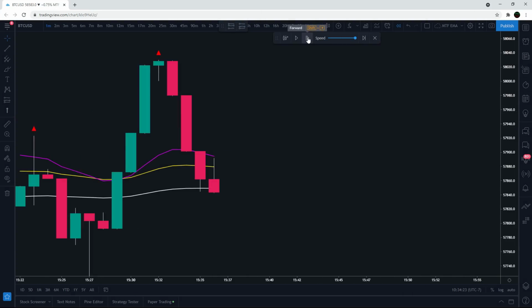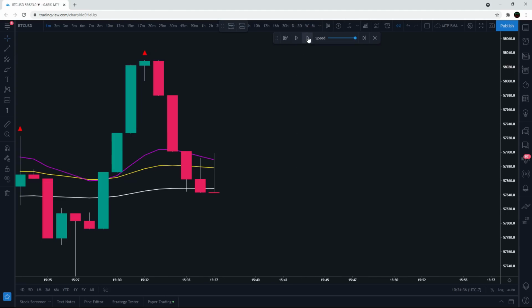Now there's one very important rule that you need to follow with this strategy. If you see price close over the 100-period exponential moving average, you cannot take the next entry signal that's given. Let me show you an example here.